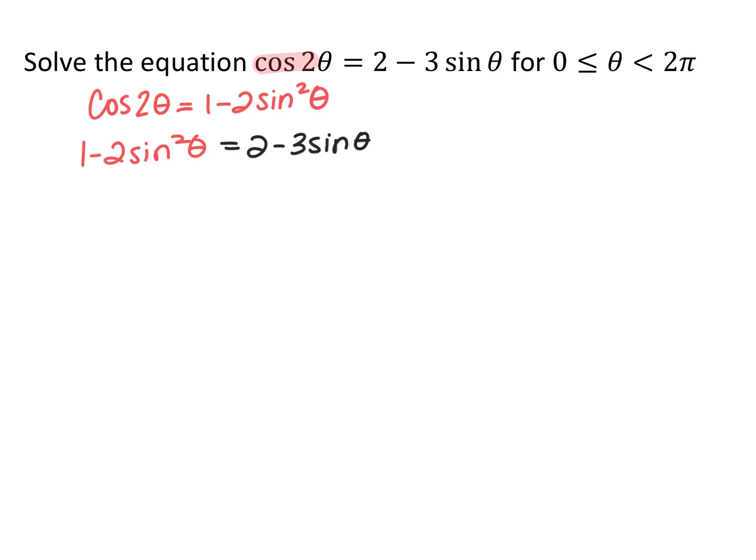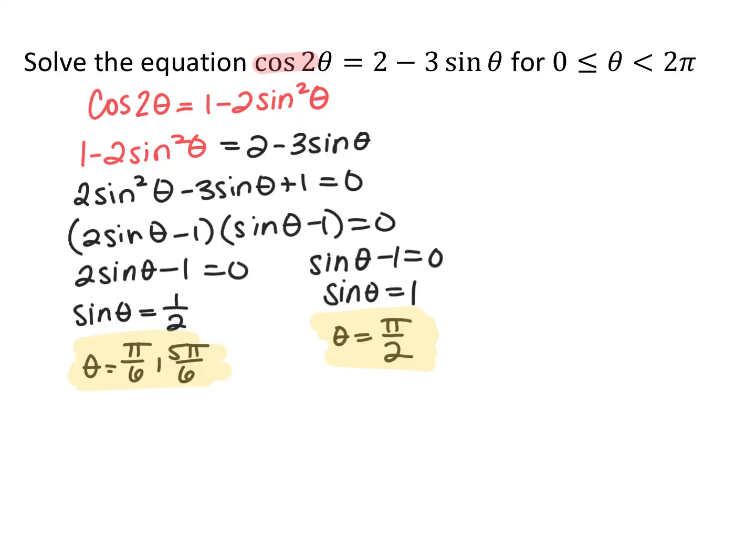And now this looks like one of the ones we've done previously where it's a quadratic and I can solve it the way I solve quadratics. So solving this like a quadratic, I moved everything over to one side. I got 2 sine squared theta minus 3 sine theta plus 1 is equal to 0. And then I factored. It factors into 2 sine theta minus 1 times sine theta minus 1 equals 0. Zero product property, 2 sine theta minus 1 equals 0, which means sine of theta is equal to 1/2. So therefore theta is pi over 6 or 5 pi over 6. Or sine of theta minus 1 equals 0, which means sine of theta equals 1 or theta equals pi over 2.